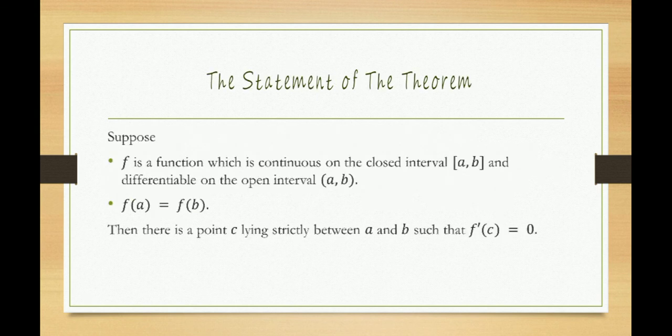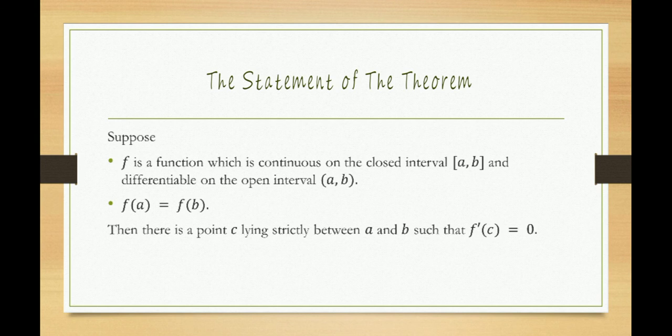The statement of the theorem is, suppose f is a function which is continuous on the closed interval [a, b] and differentiable on the open interval (a, b), and second condition f(a) is equal to f(b), then there is a point c lying strictly in between a and b such that f'(c) is equal to 0.